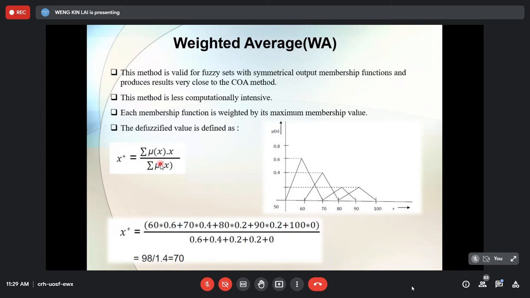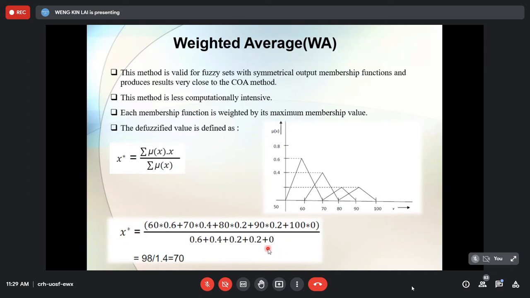Let's look at this. So this one will be weighted by membership value. 0.6 multiplied by 60, the maximum membership value. So we take 0.6 multiplied by 60 plus 0.4 multiplied by 70. The largest value for this is 80.2, and then finally 90.2 again, and of course 0 is 0, right?